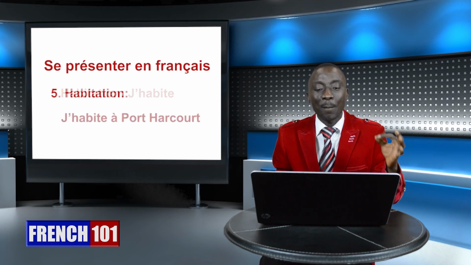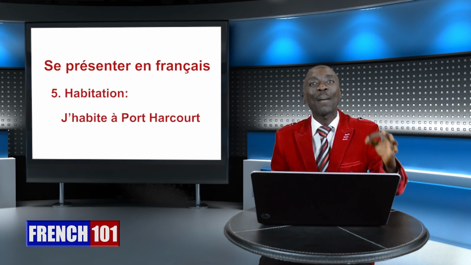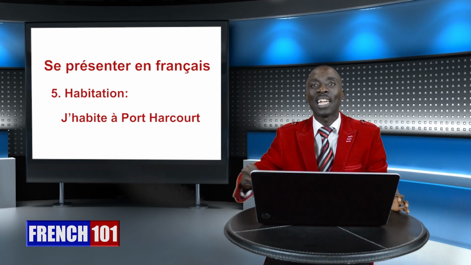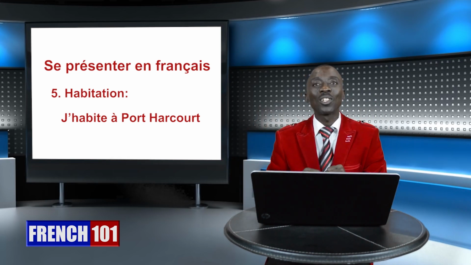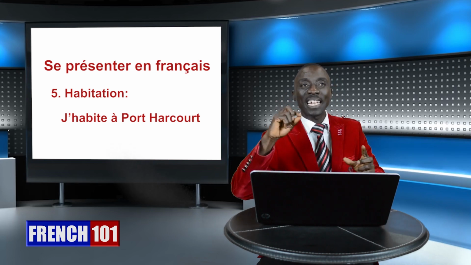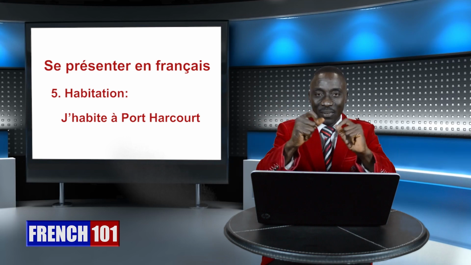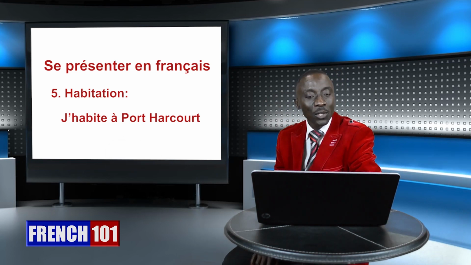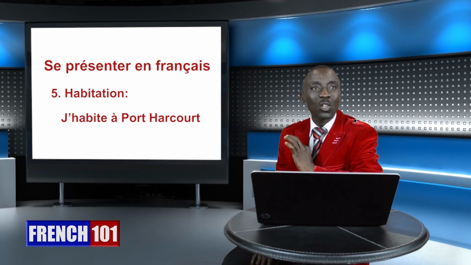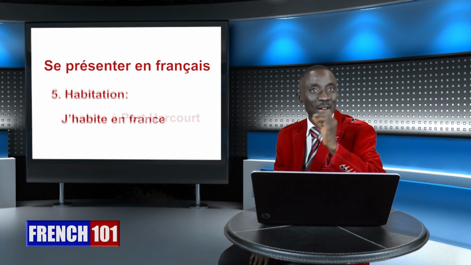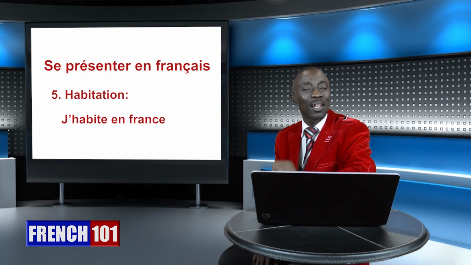J'habite where? À Port Harcourt. J'habite à Port Harcourt means I live in Port Harcourt. On that note, you now say j'habite and then put the address of where you are living. So, j'habite à Port Harcourt. I live in Port Harcourt. What if you live in France? What do you say? J'habite à France.